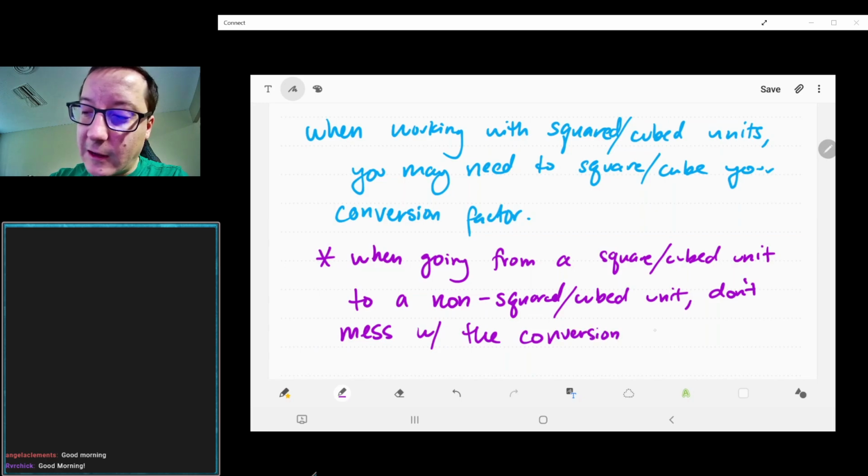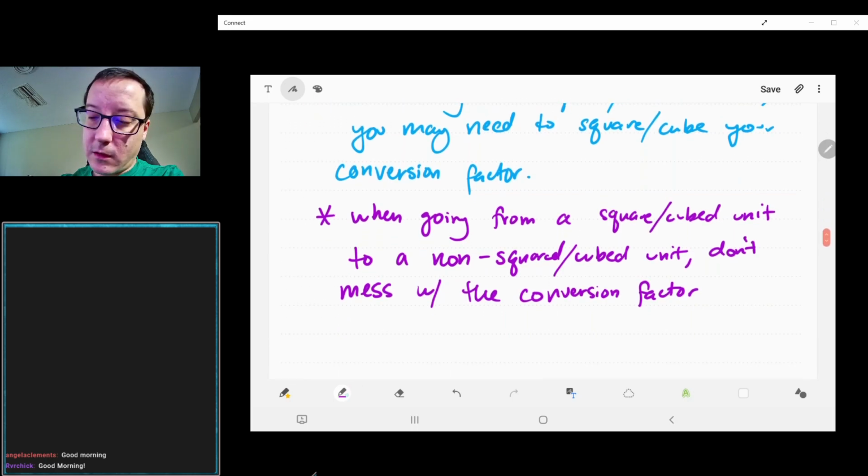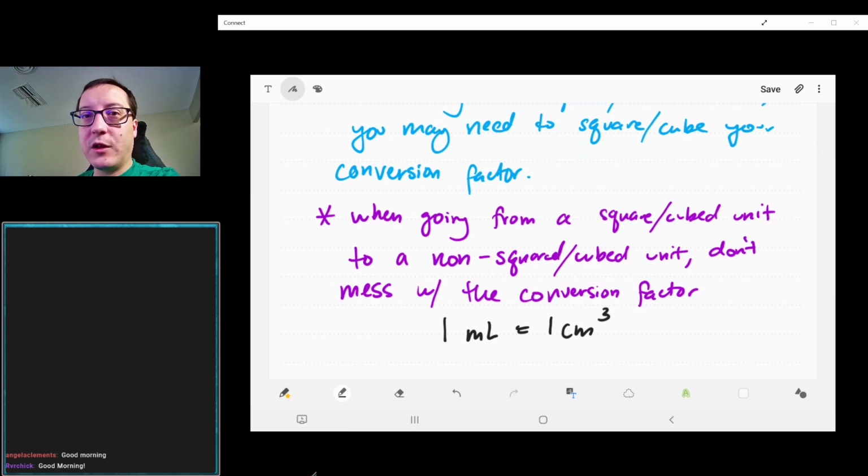And let's take a look at what that means. If we were to look at one common conversion factor for us, which is that 1 milliliter equals 1 centimeter cubed, for example, notice that this conversion factor already has the cube unit in it. And so we don't need to mess with it. It's already taking care of the cube aspect for us. We don't need to worry about it.